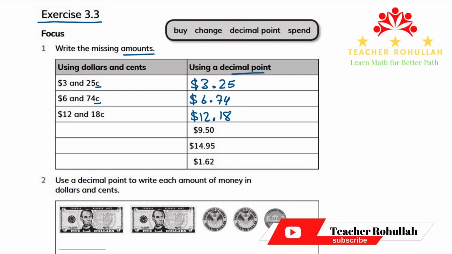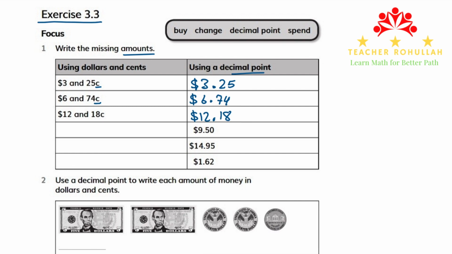The last 3 amounts are written using decimal point, and we are asked to use dollars and cents to write them. So to write it, we write the dollars separately and the cents separately. So we have $9.50. Here we have to give the sign for the cent. And the other amount is $14.95.